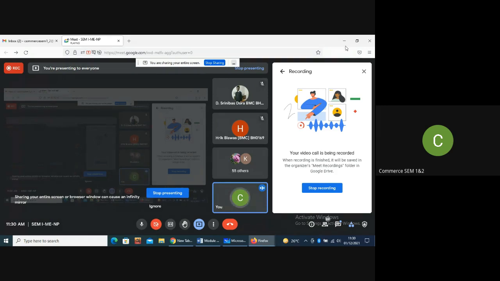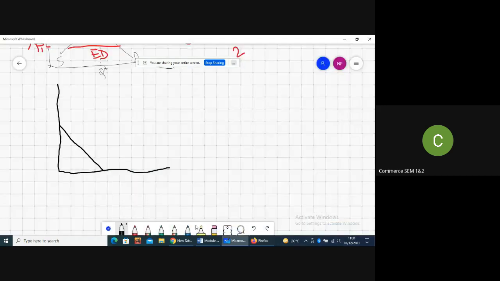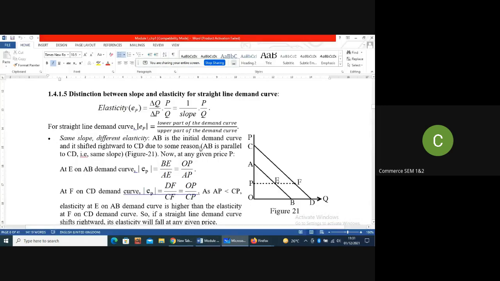Okay, let's start again. So as I said here, today we'll see the distinction between slope and elasticity for a straight line demand curve.